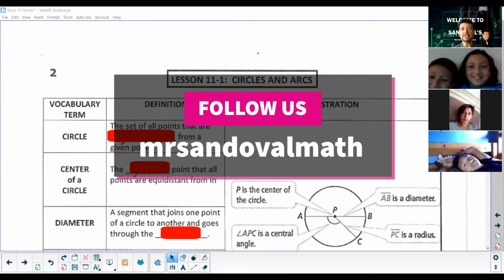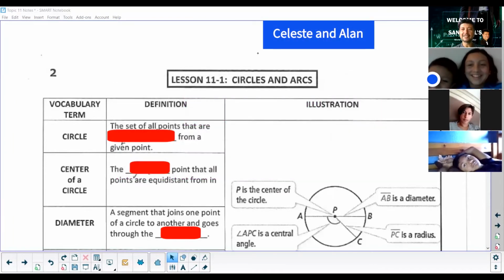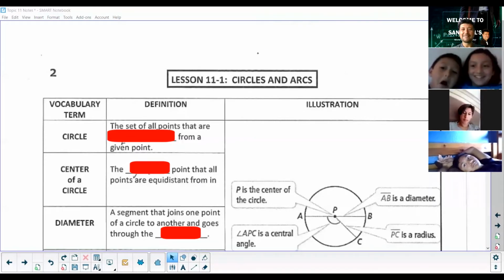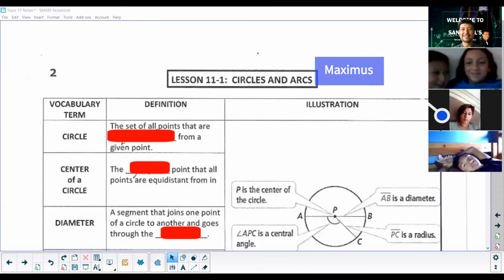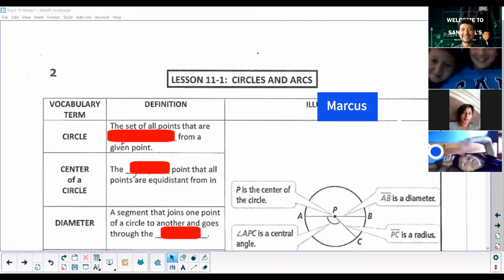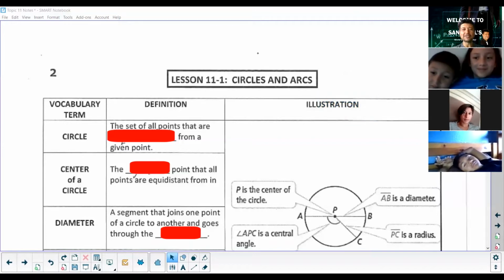Okay, so this is the whole Sandoval crew. We got Celeste, say hi. Hi. Alan, say hi. Okay, Max, say hi. Oh, hello. Okay, and Marcus, say hi. Hello. All right, good. Okay, so these are all the Sandoval squad here in the Sandoval household.